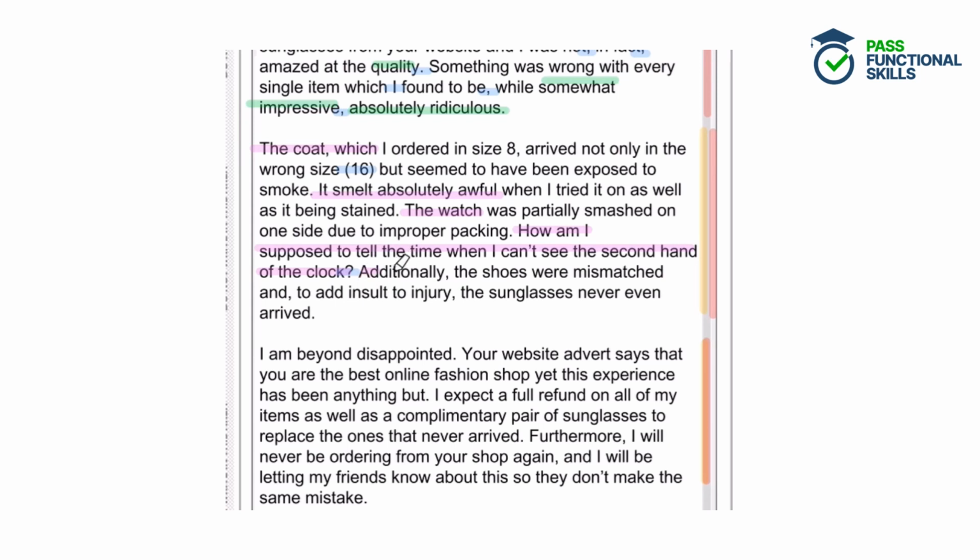And then they've used this fantastic connective word, additionally. Try to use connective words like additionally, but, and to sort of link your answers together and make them cohesive. So additionally, the shoes were mismatched, and to add insult to injury, the sunglasses never even arrived. So all of these sentences link together because they're all talking about what was wrong with the items, and it all flows in a really logical order.